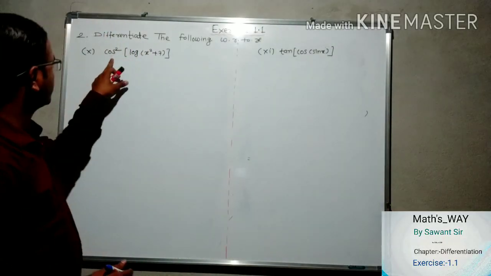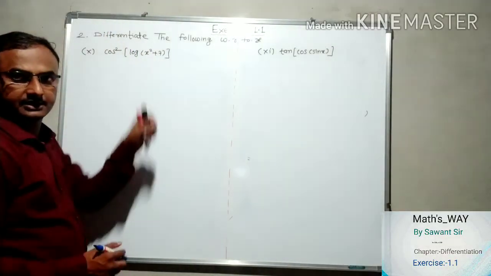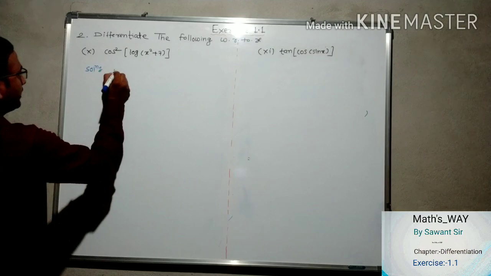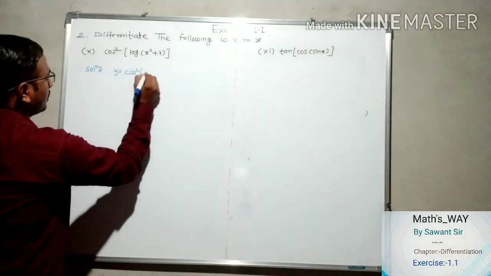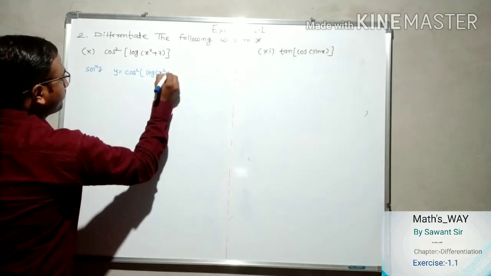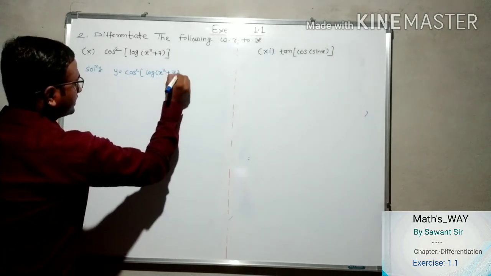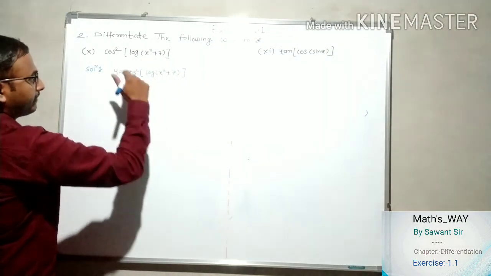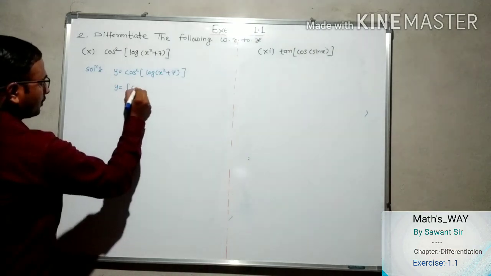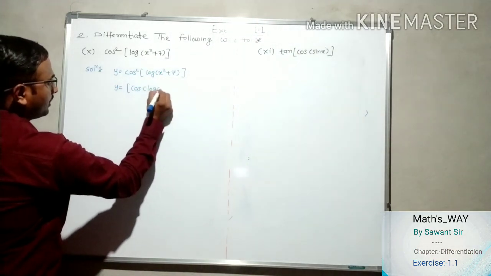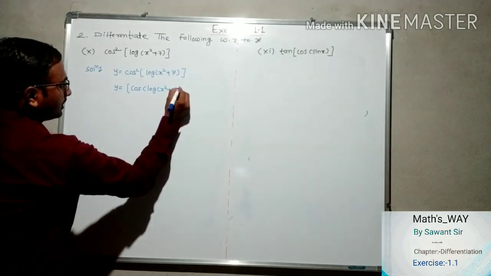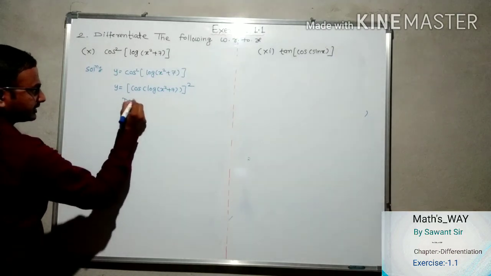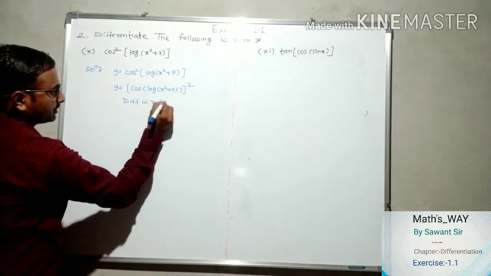Next problem: cos square of log of x square plus 7. So solution: let y is equal to cos square log of x square plus 7. So that is a formula. So cos square means a bracket square. y is equal to cos of log of x square plus 7, bracket to the power 2. So differentiate with respect to x.